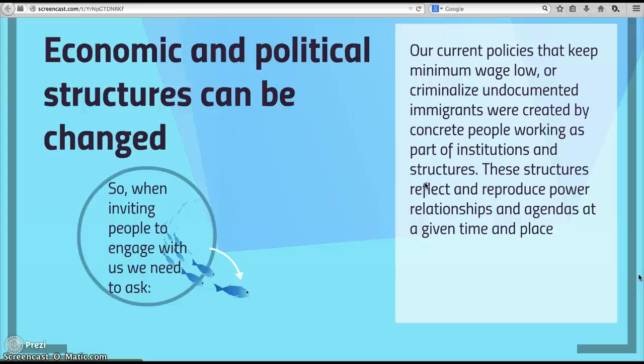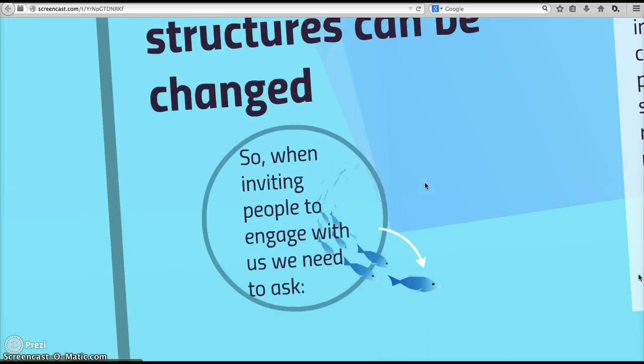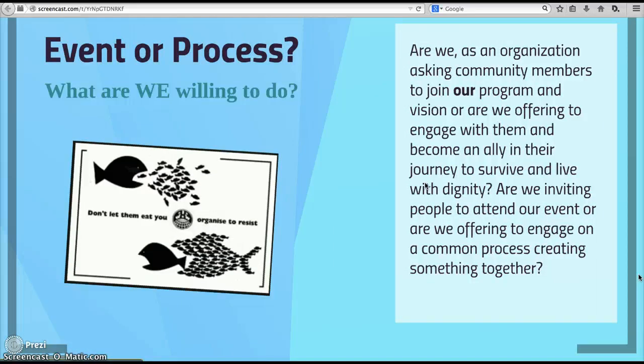So when inviting people to engage with us, we need to ask, are we as an organization asking community members to join our program and vision, or are we offering to engage with them and become an ally in their journey to survive and live with dignity? Are we inviting people to attend our event, or are we offering to engage in a common process, creating something together? That will have a big impact on who shows up and how they show up. Are we inviting people to an event, a presentation about their rights, or a process where together we can fight to improve access to those rights?